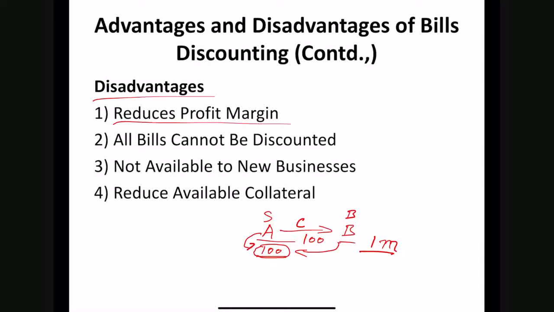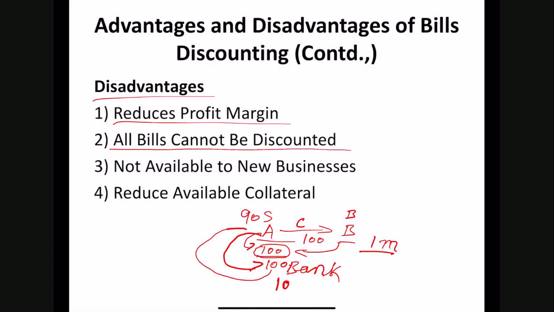Since he needs 100 rupees now, he will go to the bank. Will the bank give 100 rupees only to A? No, the bank will discount, for example, 10. So he will receive 90 rupees. Technically speaking, it is a loss. Okay, I think you understood. This reduces the profit margin.